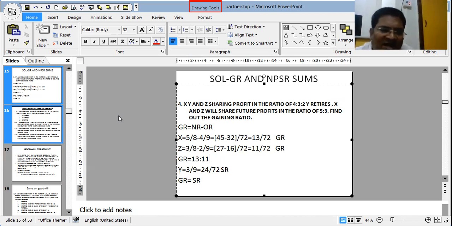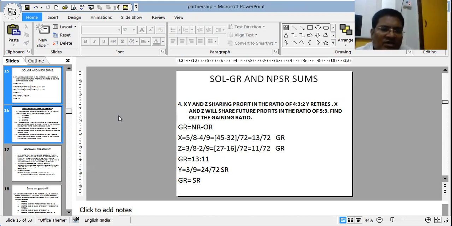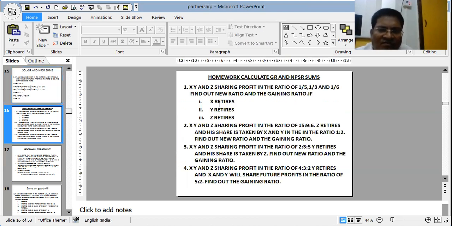So we have understood various types of sums on the new profit sharing ratio, gaining ratio, and we have compared them with sacrificing ratio as well. Now there are some homework sums. For these homework sums, you take a screenshot and you do the sums and send it to me. I will definitely check it.